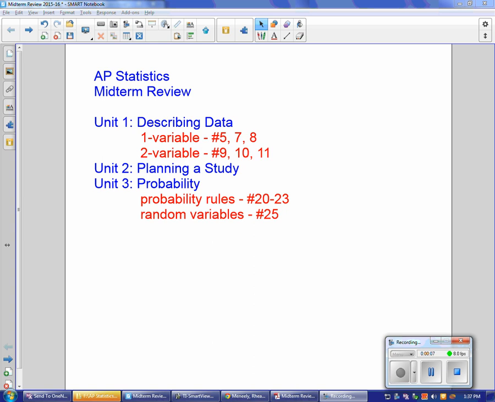Because we spent some time in class and I've already had the answers displayed on Blackboard, I'm not going to go through every single problem. I'm going to create two videos, one describing data, that's Unit 1, and we'll talk about both one variable distributions as well as two variable distributions, and then a second video that goes over the probability rules and random variables. I think the Unit 2, the planning, the study, what I've written out is probably self-explanatory.